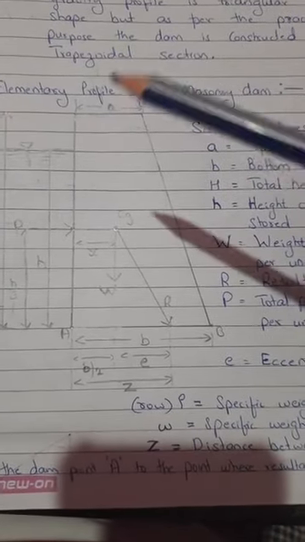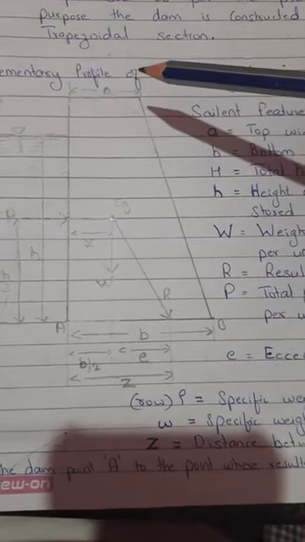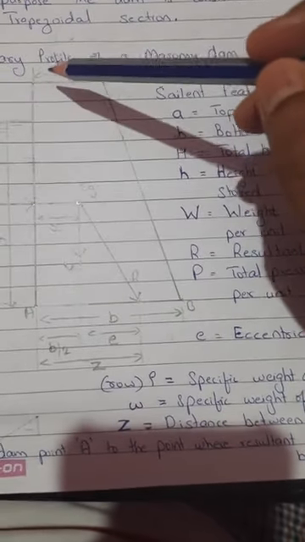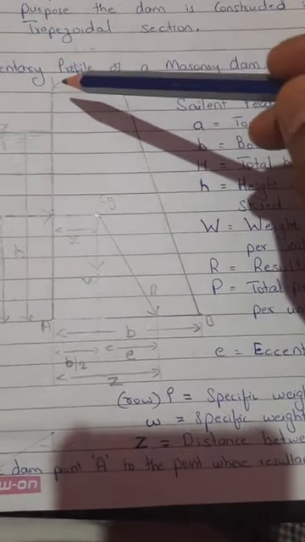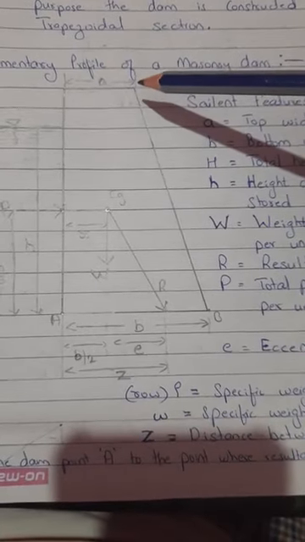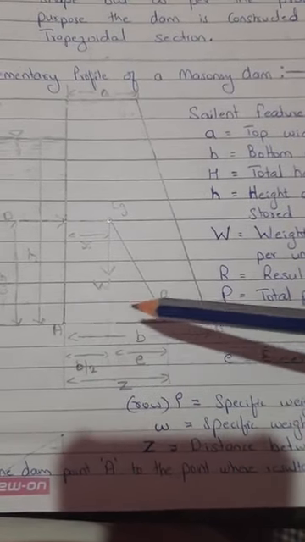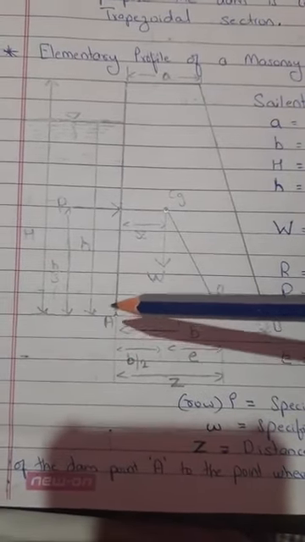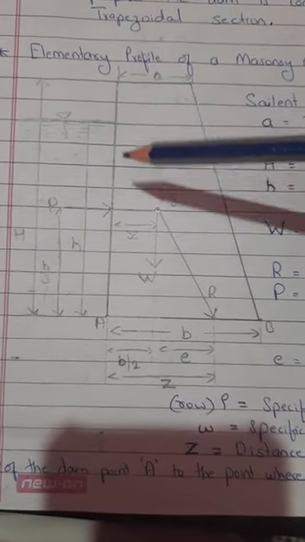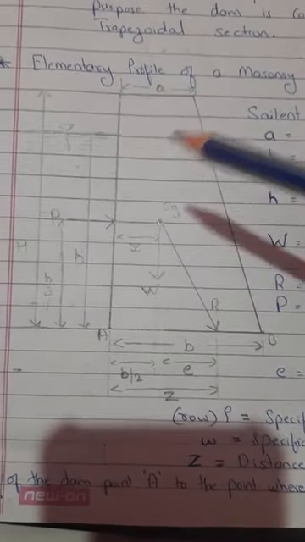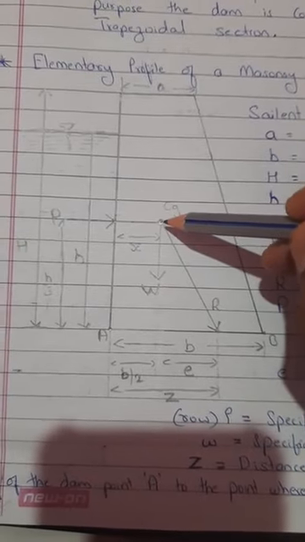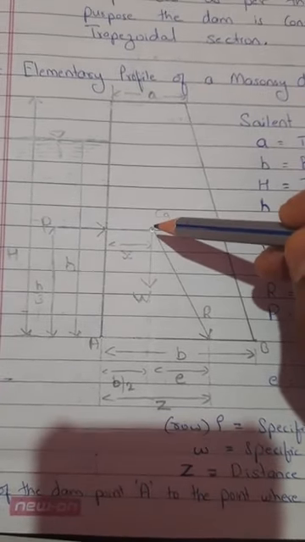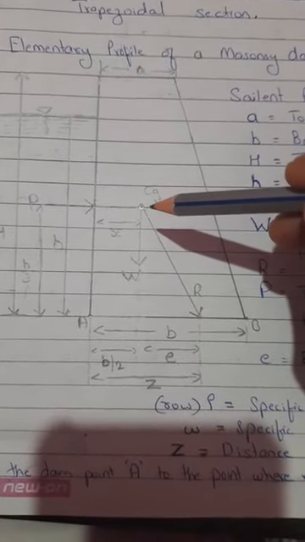So let's consider a trapezoidal dam. Let this be the top width, that is A. A is considered as the top width of the dam. B is the bottom width of the dam, and capital H is the total height of the dam. Small h is the height of the water stored in the dam, and let this point be the CG, where the entire mass of the dam is considered to be acting, the center of gravity.